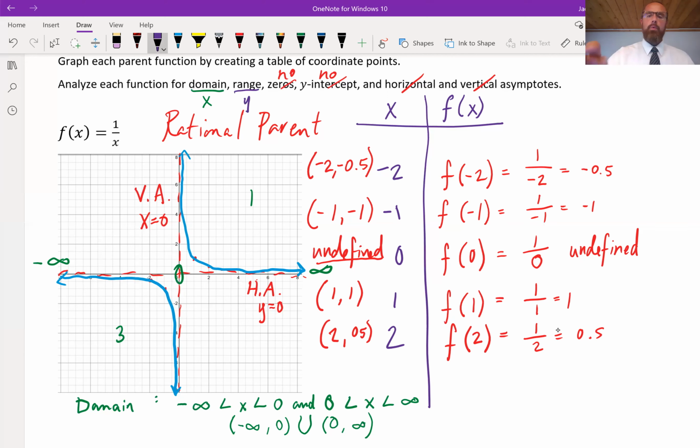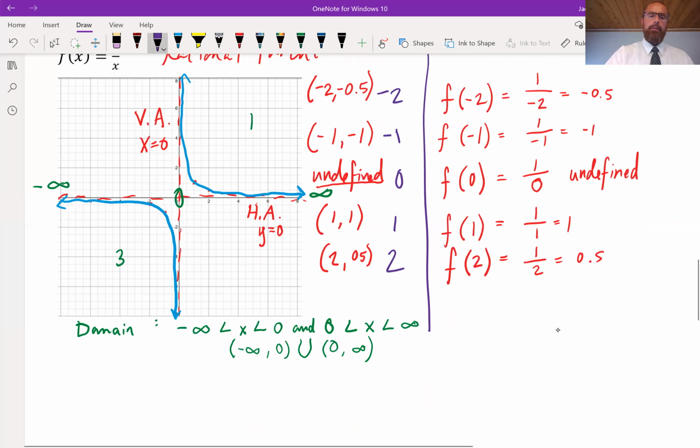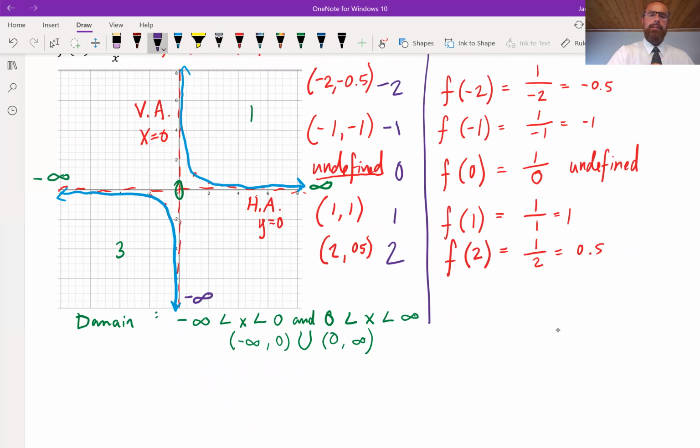So that is the y value. Now there's a real symmetry to this rational parent function. The lower part of the graph's infinity, I'm sorry, negative infinity, the upper part's infinity. So our range, if we think about how it compares to the way we wrote domain, it's really the same because those two branches are very symmetrical.